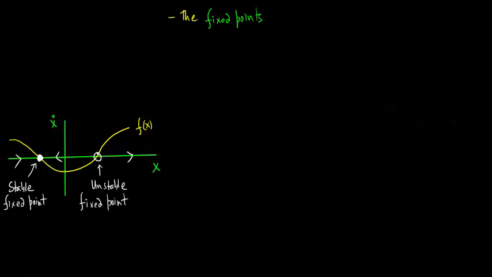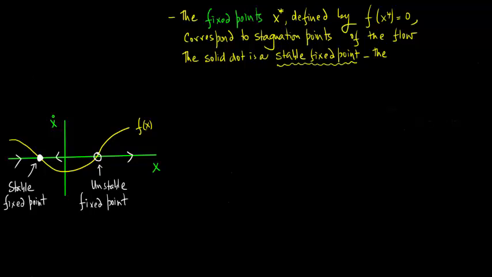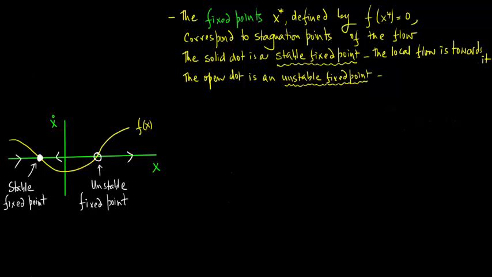The fixed points x star, defined by f of x star is equal to 0, correspond to stagnation points of the flow. The solid dot is a stable fixed point, and the local flow is towards this stable fixed point. The open dot is an unstable fixed point, and the local flow is away from it.